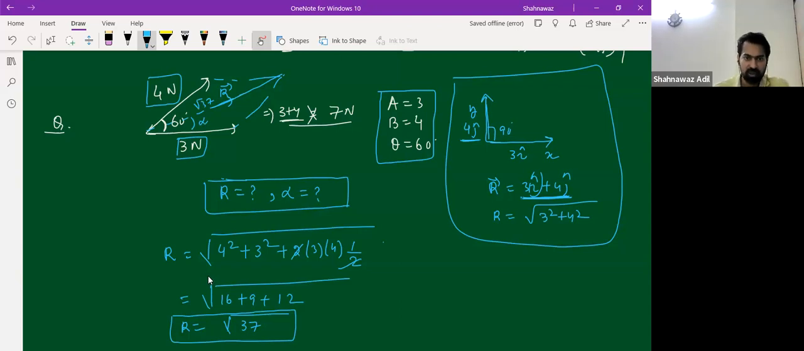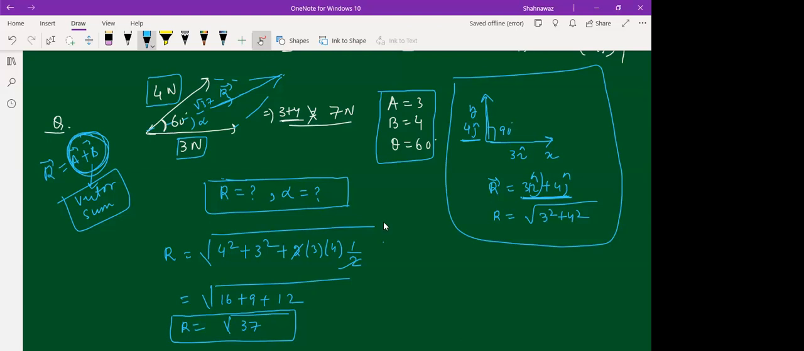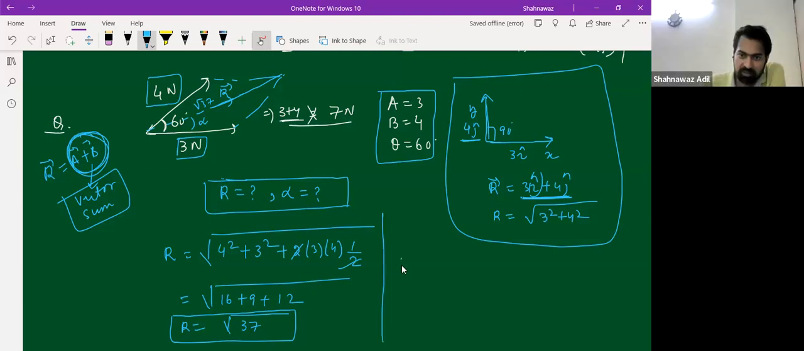Understood, guys? So we always need to do the vector sum. If we are given two vectors, to add those vectors we need to apply the vector sum, right? Always remember that this is the vector sum, not the algebraic sum. Okay guys, now what would be the angle? Tell me, what would be the angle?